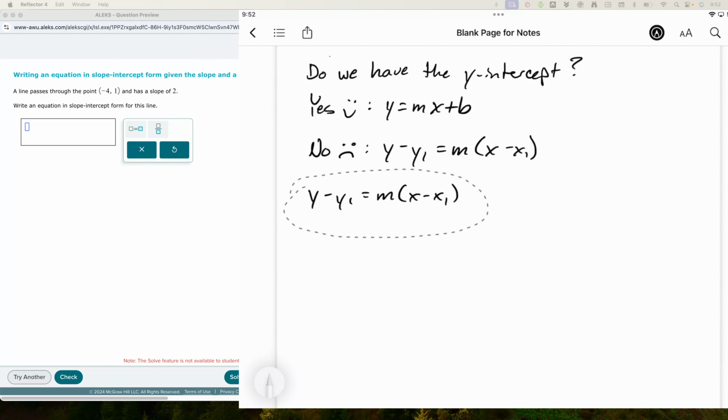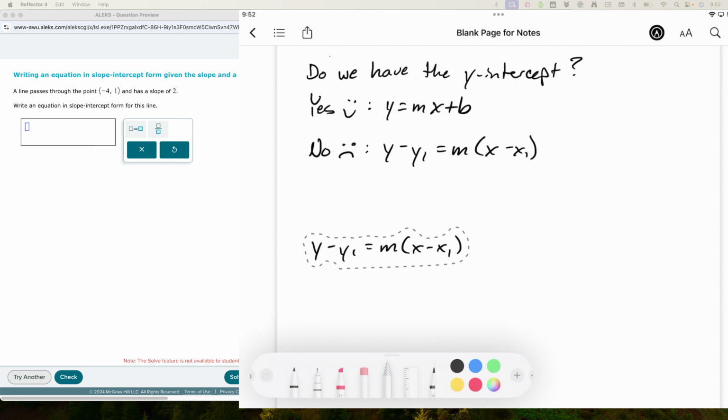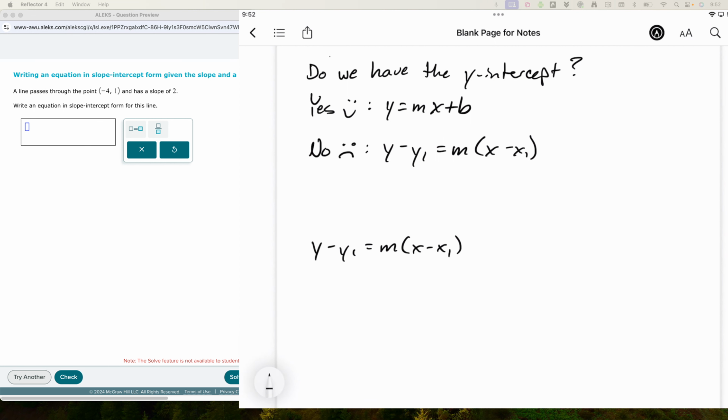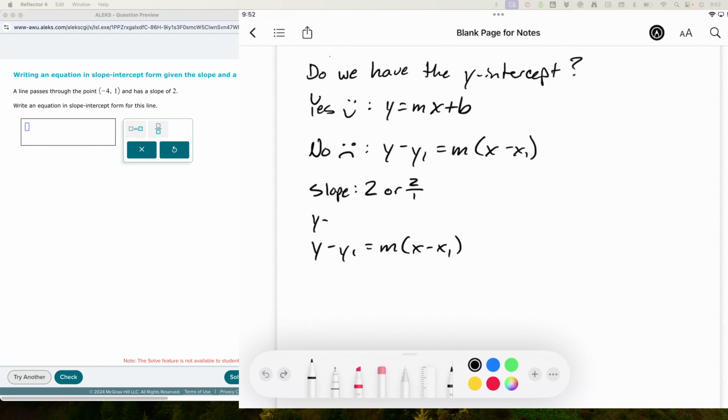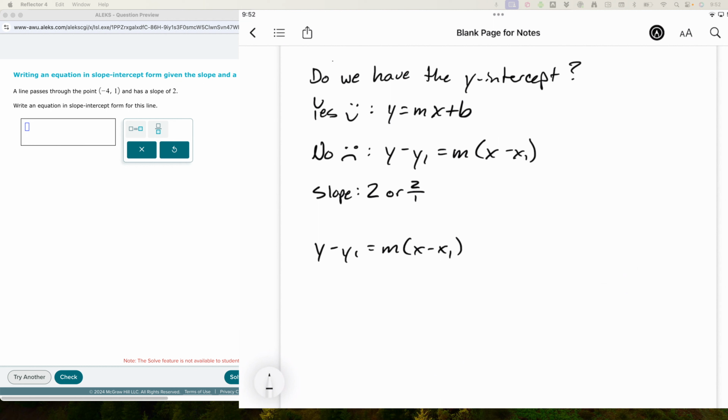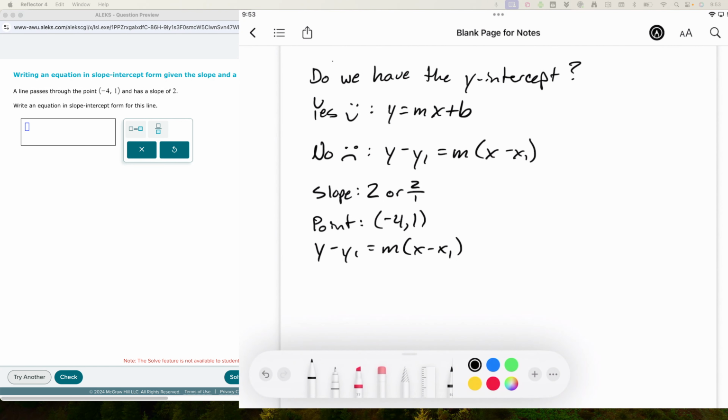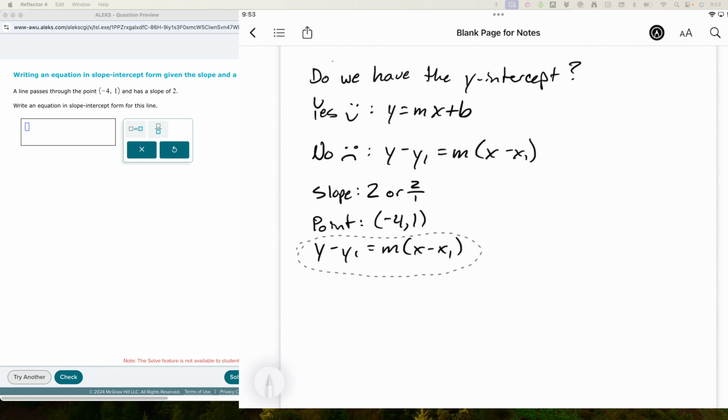And so I'm going to move this down a little bit actually and record the information that I had from the problem. So we have a slope that is 2, or 2 over 1. Alex will accept either. We don't have a y-intercept. If we did, we would not be using point slope form. We have a point that is at negative 4, 1. Okay. And I'm going to spread this out a little bit further even because I need to be able to label my negative 4, 1.